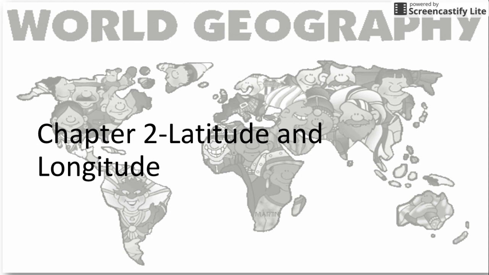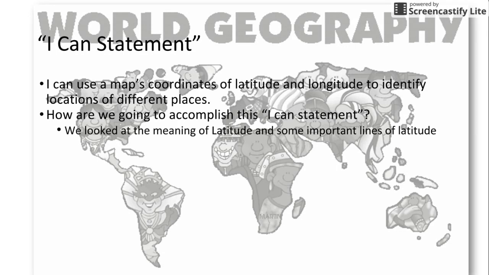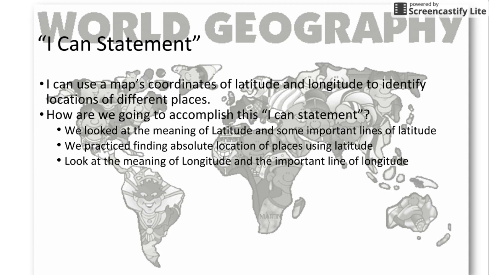We've been looking at the I can statement for several days now, which says that I can use a map's coordinates of latitude and longitude to identify locations of different places. So again, this is our goal for this chapter, and we've been taking different steps on how we can accomplish it. We've been looking at the meaning of latitude, as well as some important lines of latitude. We've practiced finding absolute location of places using latitude. And now we're going to look at the meaning of longitude and the important line of longitude.